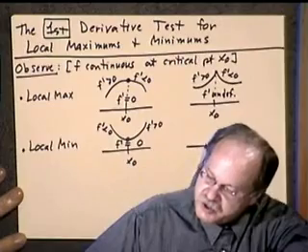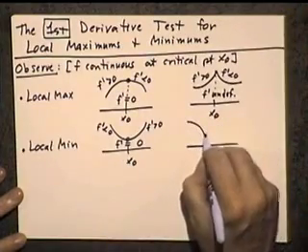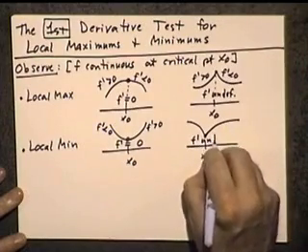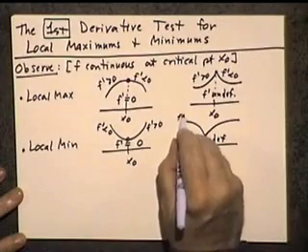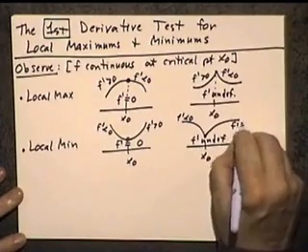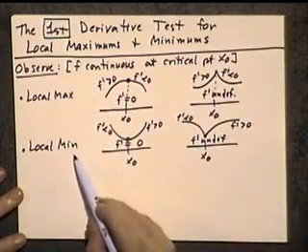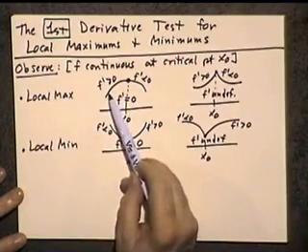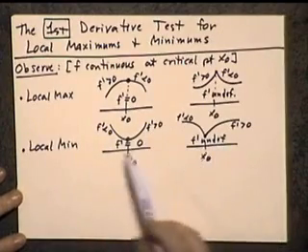The same situation can occur if we have a function that has no derivative at x naught. So this is where f prime is undefined. But on the left, you notice that we have f prime less than 0 because it's decreasing. And on the right, we have f prime greater than 0 because it's increasing. So in both the local max and the local min case, the derivative is changing sign from positive to negative or negative to positive in these cases.